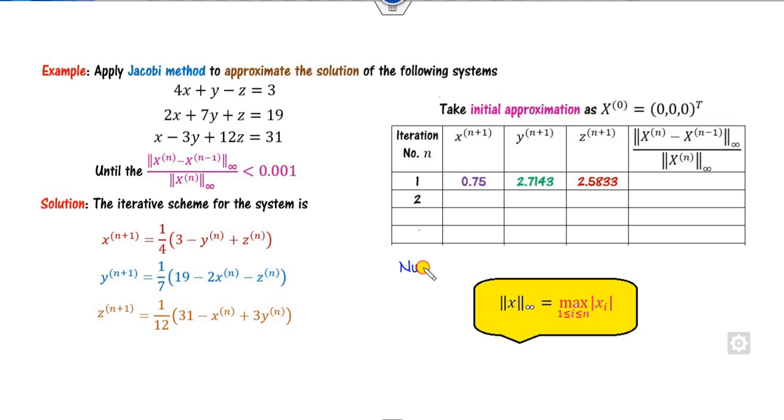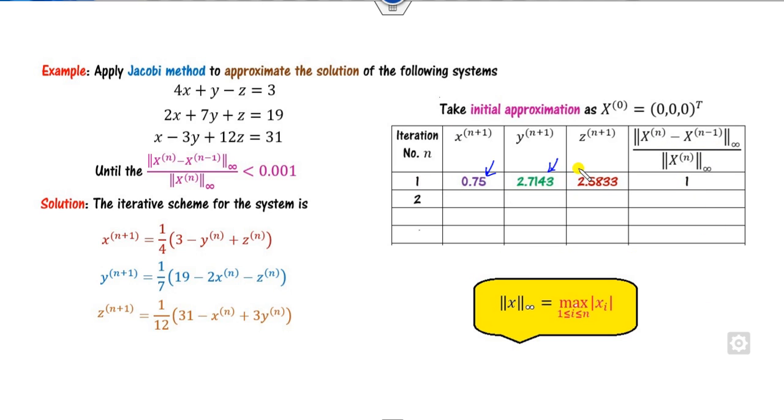If I take the numerator, what is the value of xn? That is the first minus the second. So it means 0.75 minus 0 is 0.75. 2.7143 minus 0, 2.5833. This is the value of the numerator. Take the norm, that is, take the absolute values and the maximum value. What is the maximum value of this? It is 2.7143. Fine, this is the numerator. What is the denominator? It is xn, n is 1. What is the maximum absolute value? It is 2.7143. So the answer is 1.